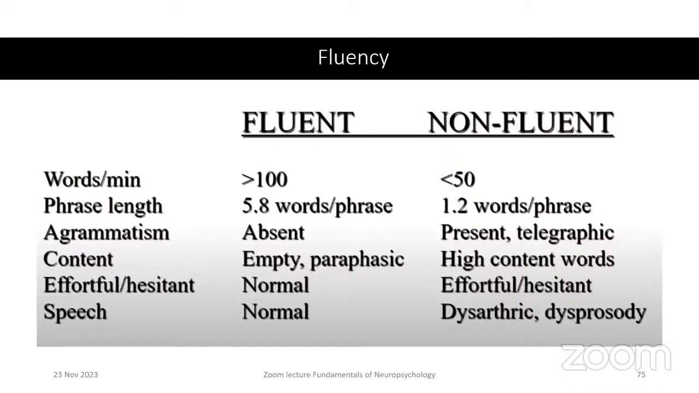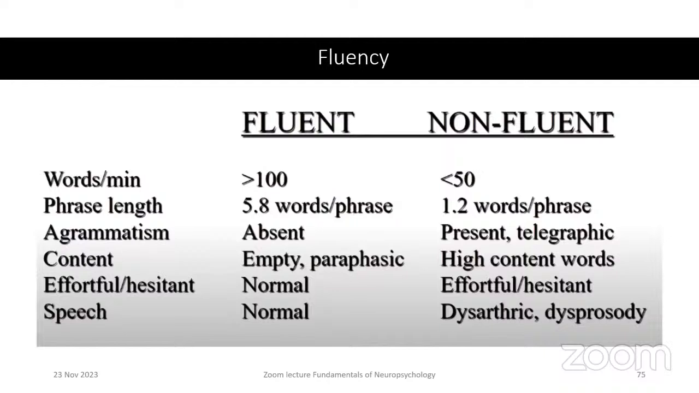Words per minute: more than 100 is fluent, less than 50 is not fluent. The phrase length: 5 to 8 words per phrase is fluent, and 1 to 2 words per phrase is non-fluent. In fluent aphasia there is no agrammatism, but in non-fluent aphasia it is present and speech is telegraphic. The content in fluent aphasia is empty and paraphasic, but non-fluent aphasia has high content words.